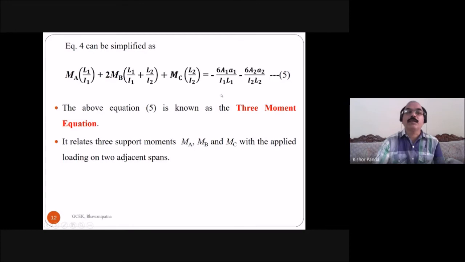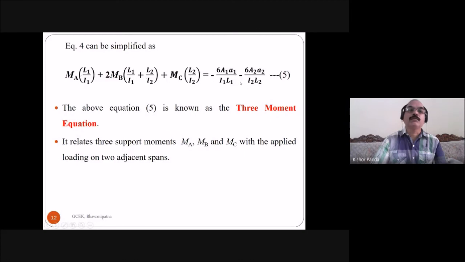What is the load you are having on the beam? You have to treat the beam as simply supported, and draw the simply supported bending moment diagram, and that area is equal to A1. And the centroidal distance of that area from the support is small a1, and this is small a2 from the support C. A2 is the area of the free BMD of span BC. This is of span AB, this is of span BC. L1 is the length of span AB, and L2 is the length of span BC. I1 is your moment of inertia of span AB, and I2 is the moment of inertia of span BC.